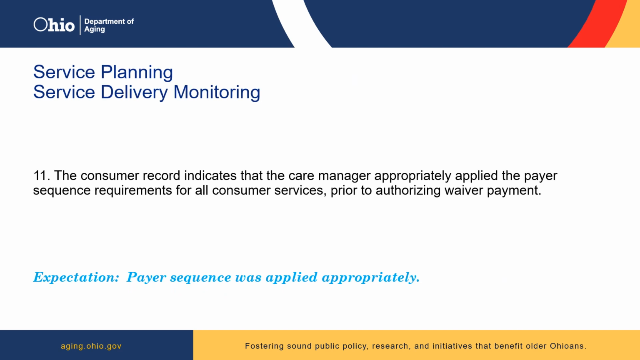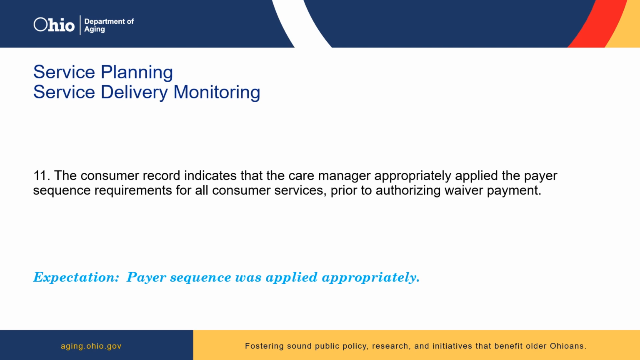The focus of this review element is to ensure that Medicaid payment rules are followed through the application of payer sequencing. The service plan should indicate the payer sequence for services, along with other information in the case record about services being provided to meet all identified needs of the consumer, whether they are waiver supported or through community resources.